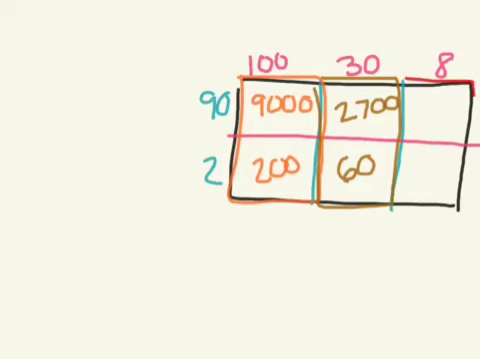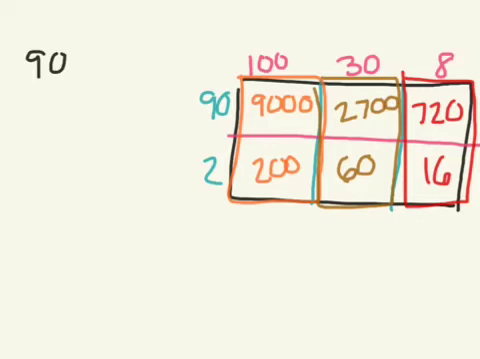Alright, and then the 8 is going to be our last column. 8 times 9 is going to be 72. Bring in our 0. 8 times 2 is going to be 16. Alright, we have all of our numbers. So let's go ahead and line them up and add them. And again, I'm going to check these off as I bring them in.